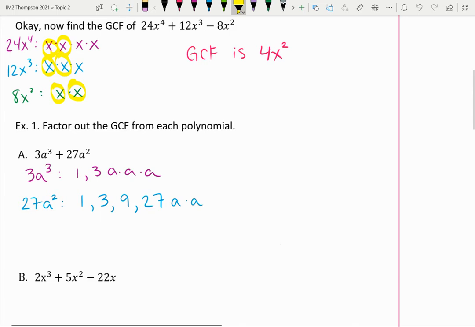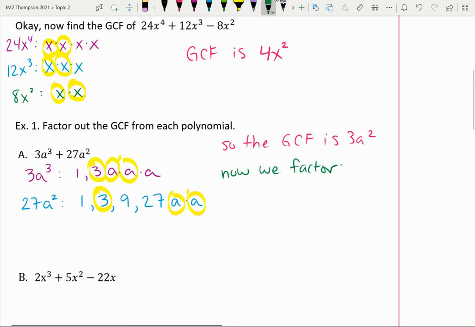Well, I only have the choices of 1 and 3. Oh, good. Here I have 1, 3, 9, and 27. So the greatest number they have in common is 3. Cool. How many a's can I take out? 2. Right? I got that one and I got that one. So the GCF is 3a squared.